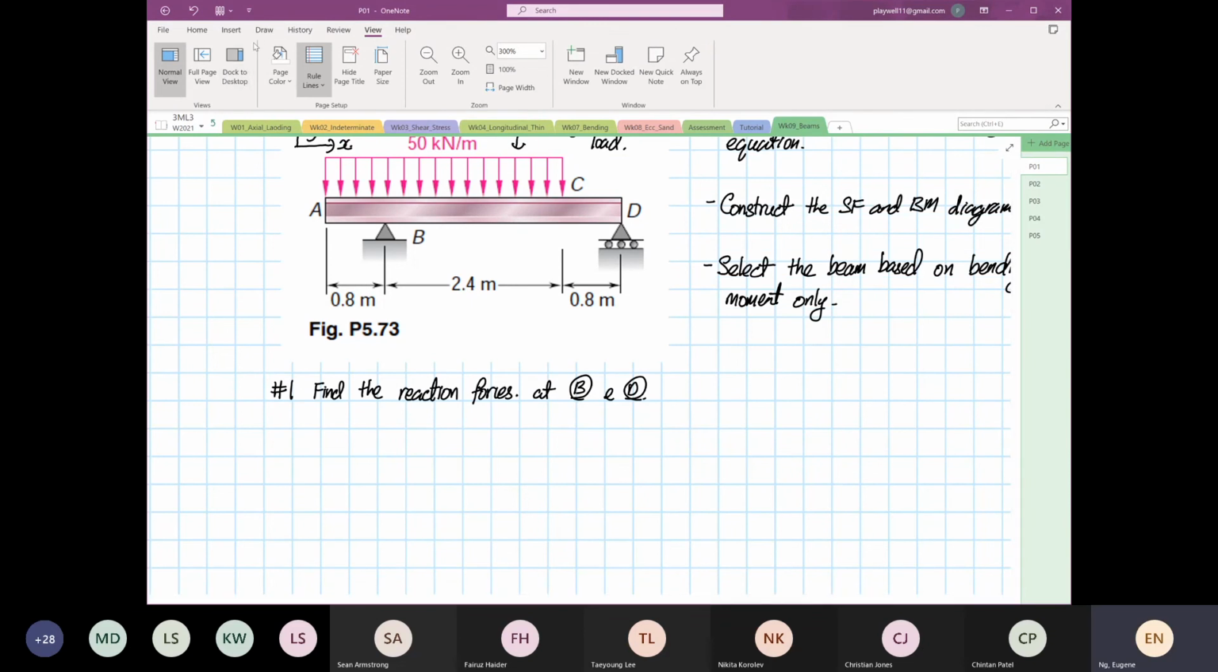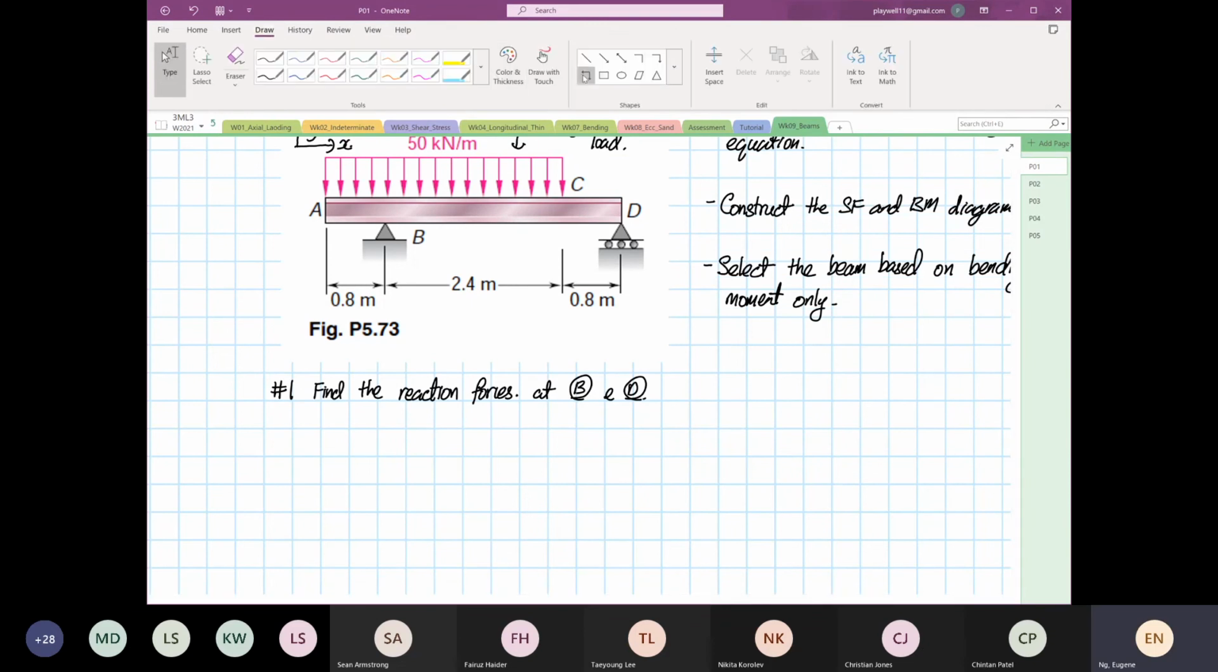I'm going to sketch this out. So this is 2, 2.4, 0.8. This is our point A, this is our point B, this is our point C, and this is our point D.